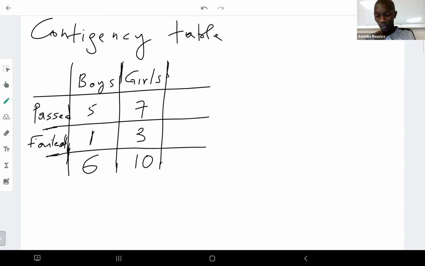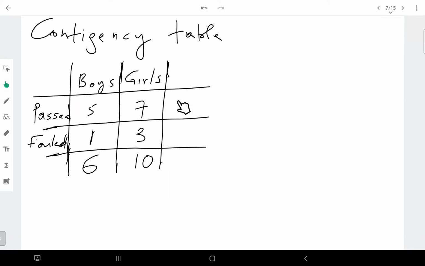So now, if we look at that contingency table, it is not complete. We need to find the number of learners that passed and the number of learners that failed. What do you think we should place in this cell as the number of learners that passed?